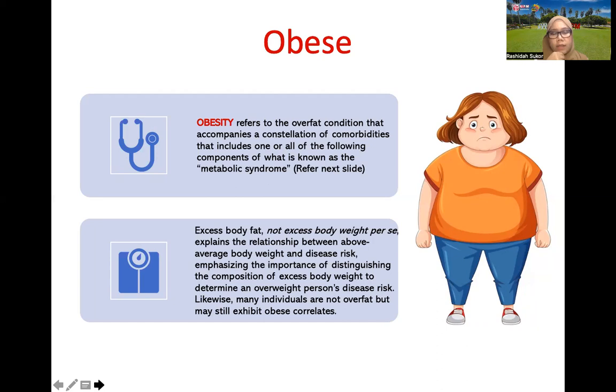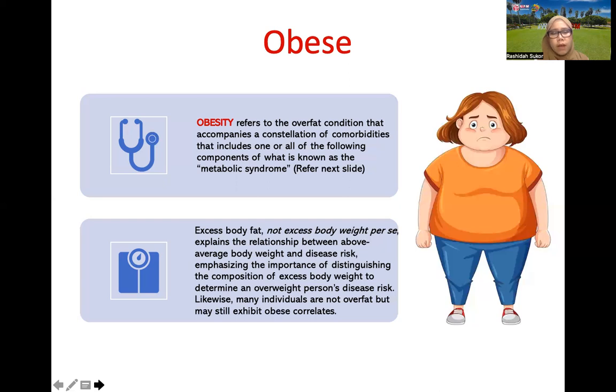Excess body fat, not necessarily body weight per se, will explain the relationship between the above average body weight and disease risk. So if your BMI is considered normal, but your body fat composition or body fat index is higher, that means you are not too healthy, although your BMI is considered normal. Okay, but there can be an indicator.